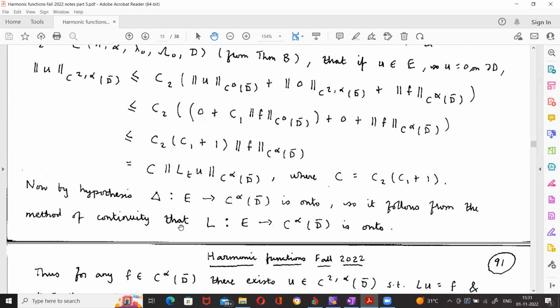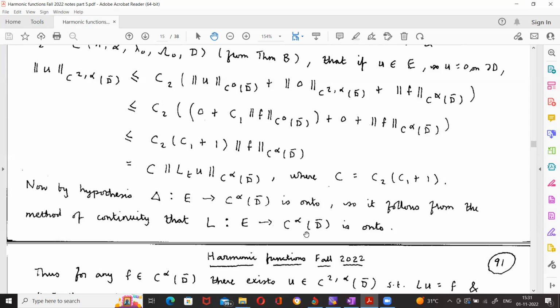Therefore, from the method of continuity, the same is true for the operator L. So L from E to C alpha declosure is also going to be onto. Is this all right? Yes. Okay, so what does that mean?